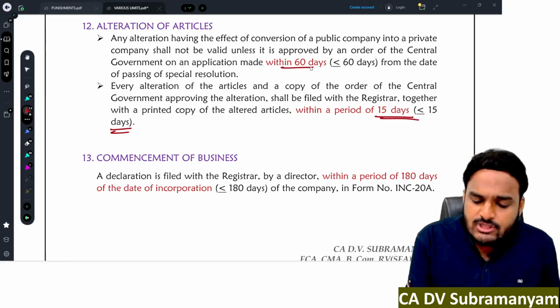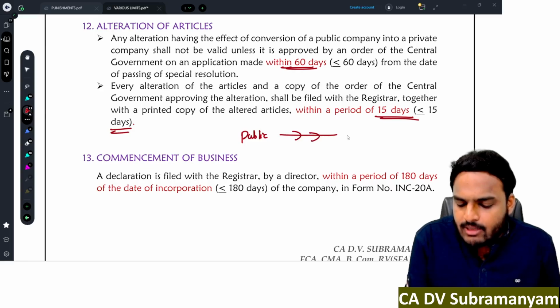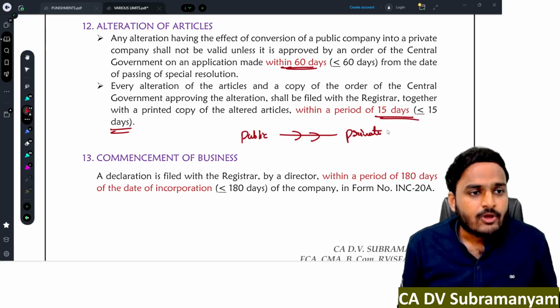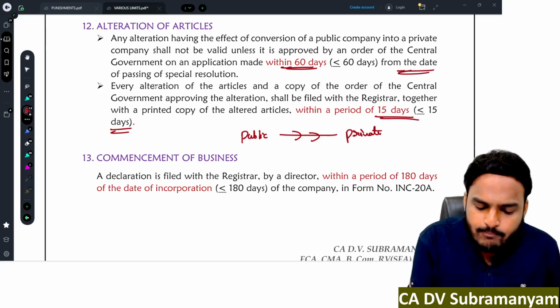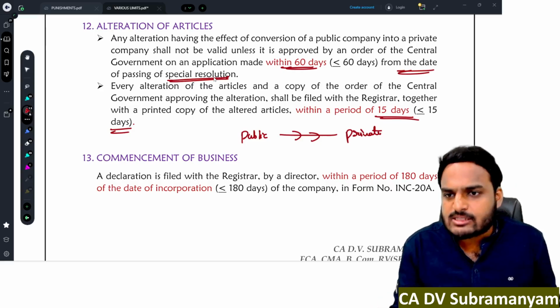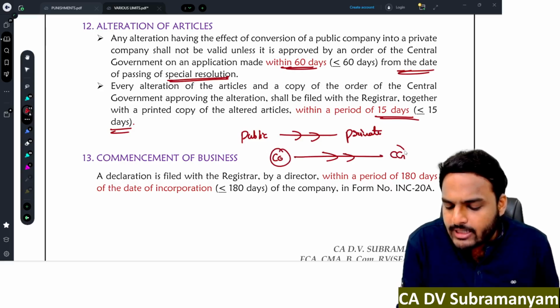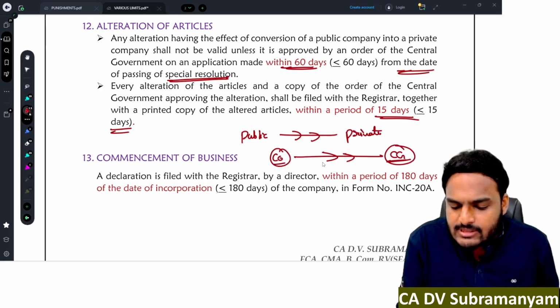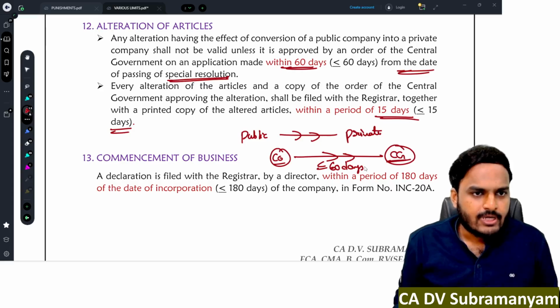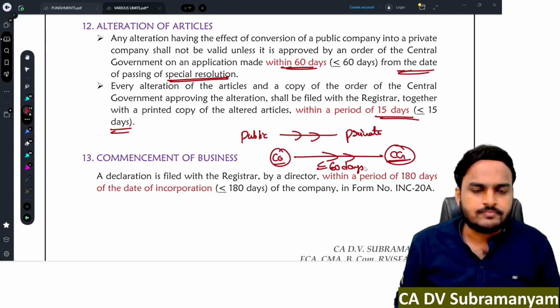In case of conversion of companies, particularly public company to private company, you are a public company, you want to convert your company into private company. In that case, within 60 days from the date of passing special resolution, the company has to file an application with central government. Central government approval is compulsory for conversion of public company into private company. And what is the time limit? 60 days from the date of passing special resolution.